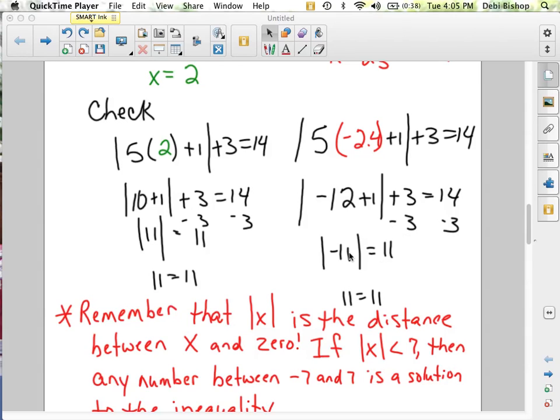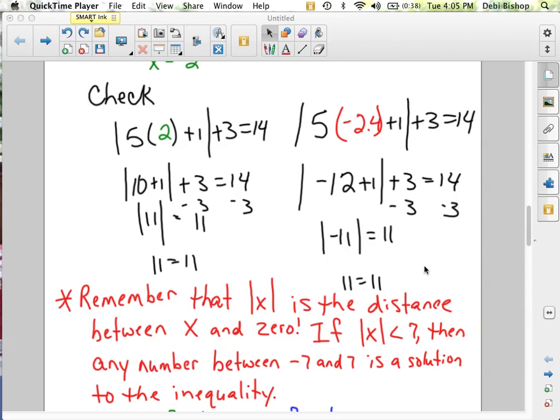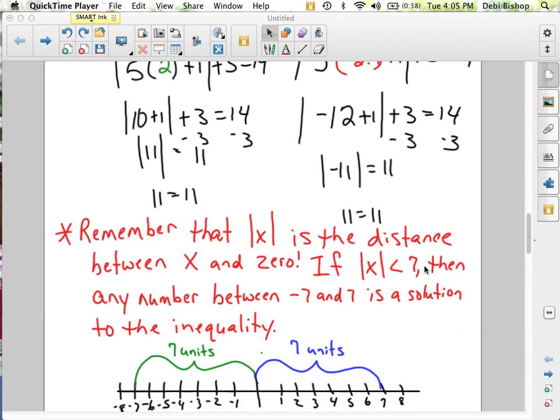Or you can say, what's the absolute value of negative 11? Well, that would be a positive 11, plus 3 would be 14, and 14 equals 14. So again, two different ways. So, again, the reminder about the absolute value: absolute value is the distance between x and 0.